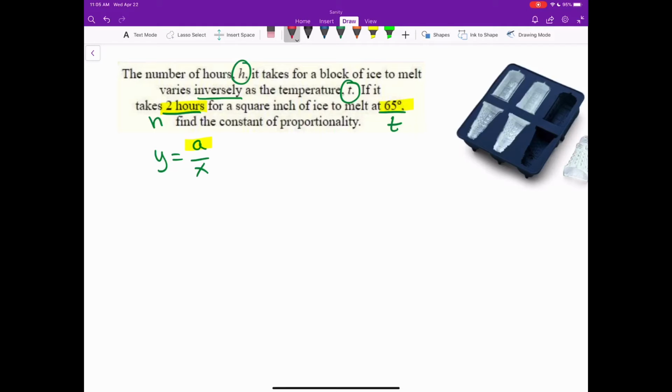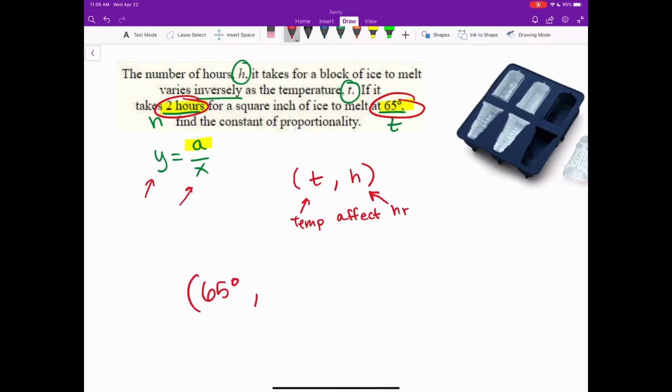Here we go. It doesn't really matter what I use for y and x, because again, they vary inversely. They multiply together to be a constant of variation. I'm just going to write points of temperature and hours, because to me, it makes sense that the temperature in the room is going to affect the time it takes for my ice cubes to melt. So I'm just going to write them as points like this, and I'm already given this point of 65 degrees for 2 hours.